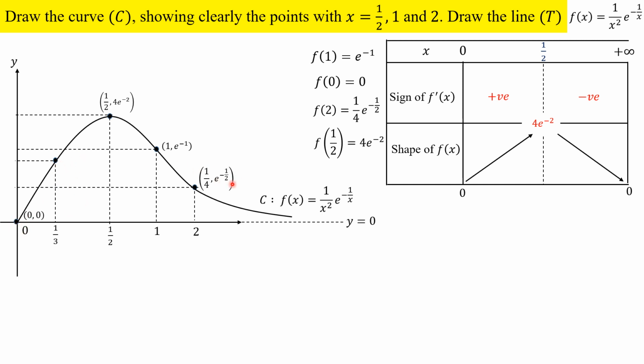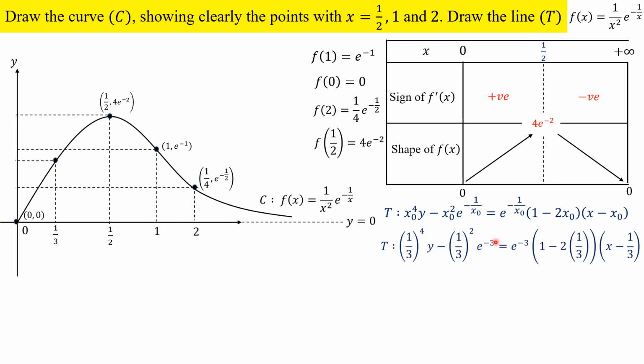Now we need to find the equation of that line. Previously we saw that it was given by this. That was a general equation. So we just replace x0. The x0 is 1/3. So here we have 1/3 to the power 4. Here 1/3 squared. 1 divided by 1/3 gives us 3. So we have e raised to the power negative 3. Same thing here, 2 times 1/3 and then x minus 1/3.